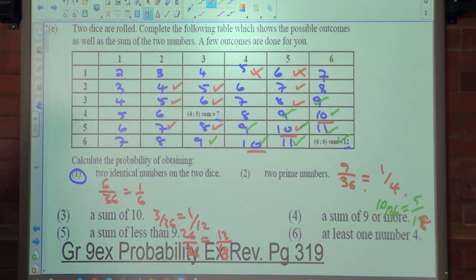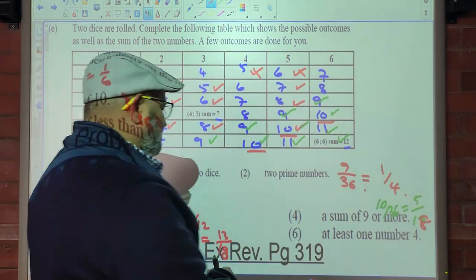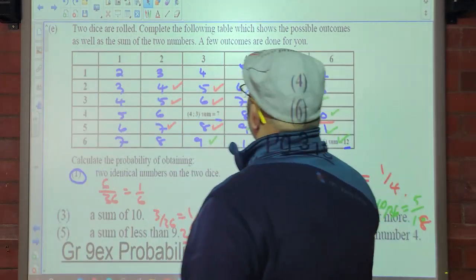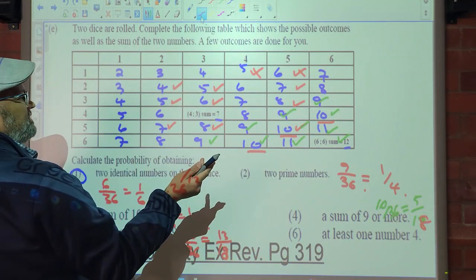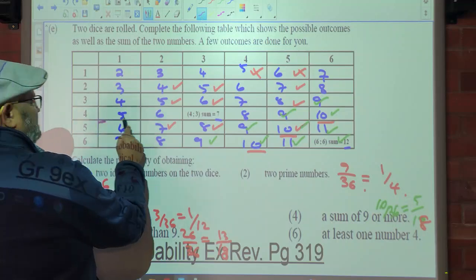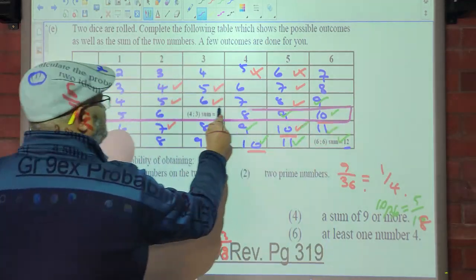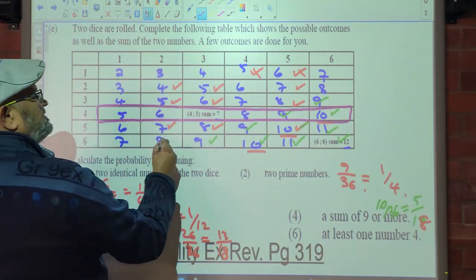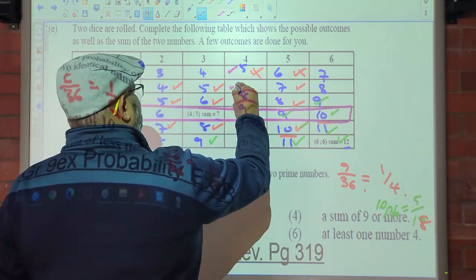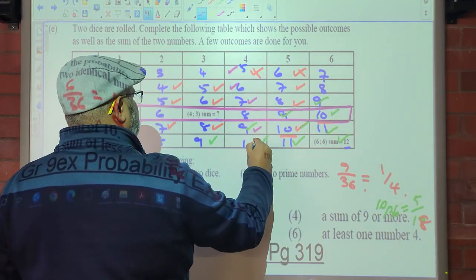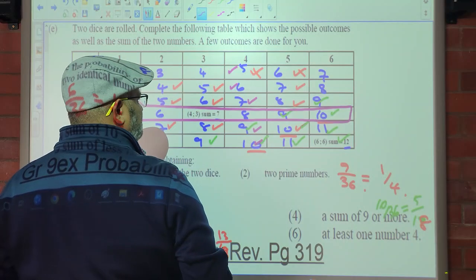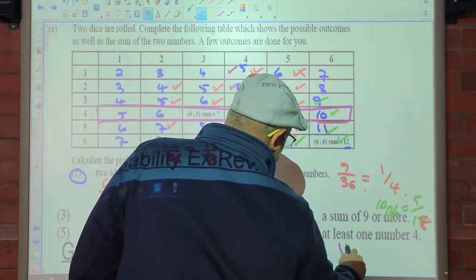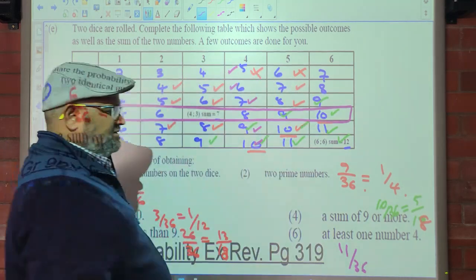At least one number 4. So can it be 2 fours? Yes. So there is 6 already. 7, 8, 9, 10, 11. It will be 11 over 36. Is that correct? Yes, sir.